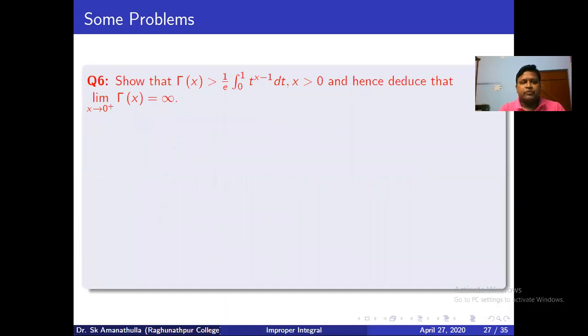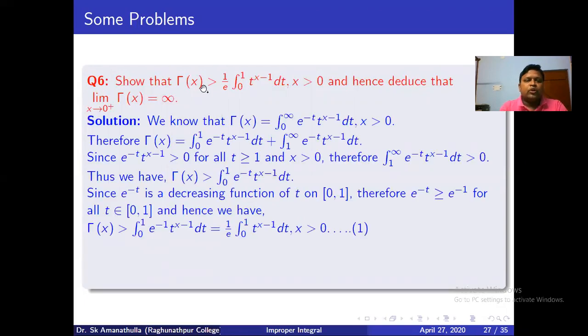Next, another problem. Show that gamma(x) is greater than this one, and hence deduce this result. It is a well-known function, the gamma function. We have already learned about the gamma function, beta function, etc. So we know that gamma(x) equals this integral from 0 to infinity, and the gamma function is convergent if x is greater than 0.